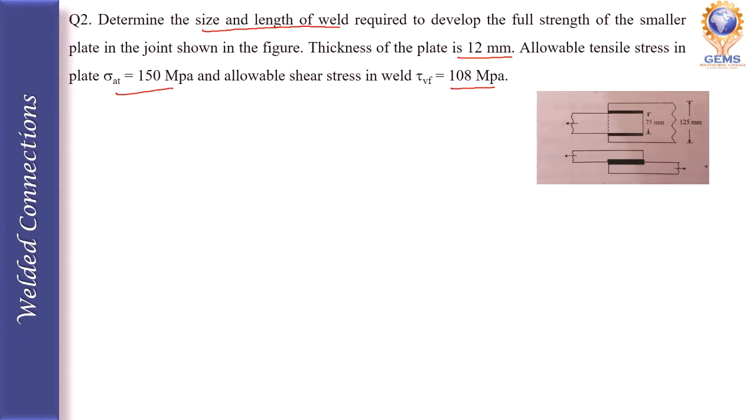In this diagram, the welds are on two sides only, the two overlapping sides. So what is given? T is given, that is 12 mm, sigma At is 150 Newton per mm square, and tau Vf is equal to 108 Newton per mm square. It is all given in the question.